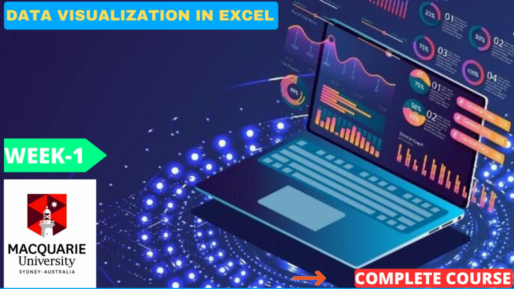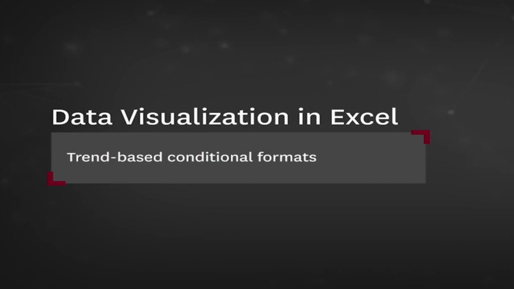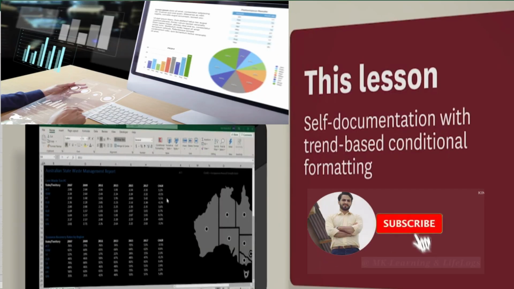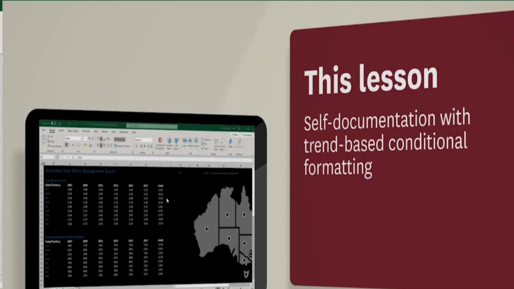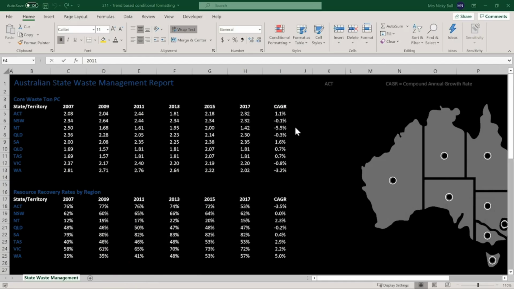In this video, we're going to look at how we can make our data more self-documenting by applying trend-based conditional formats. A conditional format is where Excel will make a cell look different based on some criteria. With the trend-based conditional formats, it compares a data set against itself and basically ranks all the values in that data and applies formatting accordingly.